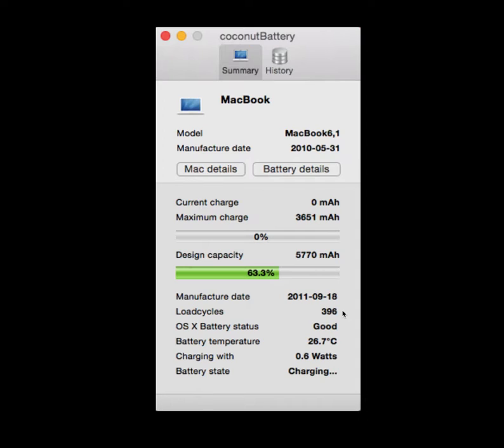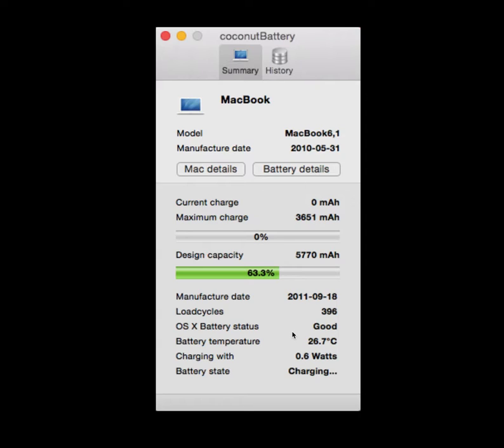Typically, if you're looking at used batteries and you want to know, is this a good used battery, you want to be under 300 to 400 load cycles. If you start getting up to 500, 600, 700, 800, that's a little suspicious. You probably don't want one up that high. So, OS 10 battery status: good.